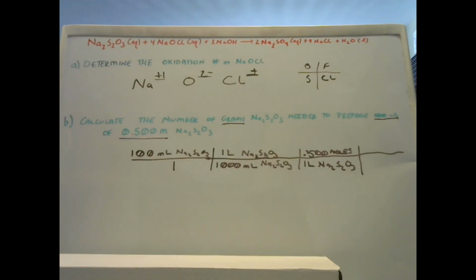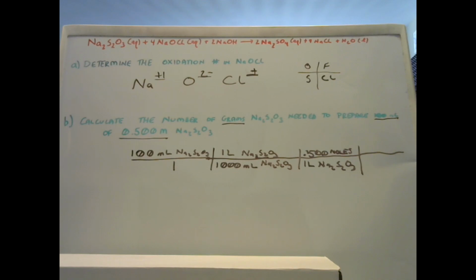Okay, now that I have moles, how do I get to grams? Well, we can find the molar mass. Specifically, we can go, okay, how many sodiums do we have? How many sulfurs do we have? How many oxygens do we have? And what is the mass of each? And then multiply by how many we have. So let's go ahead and do that.